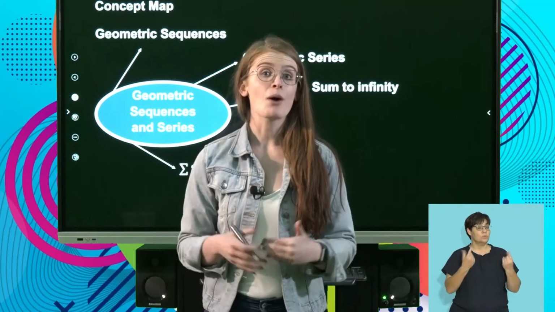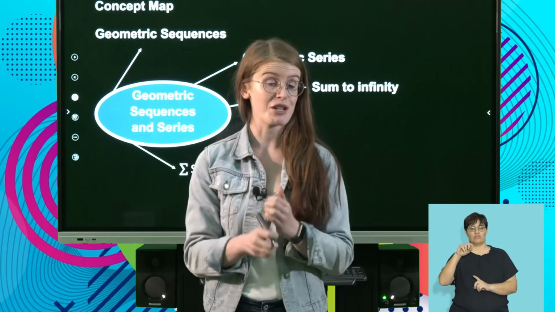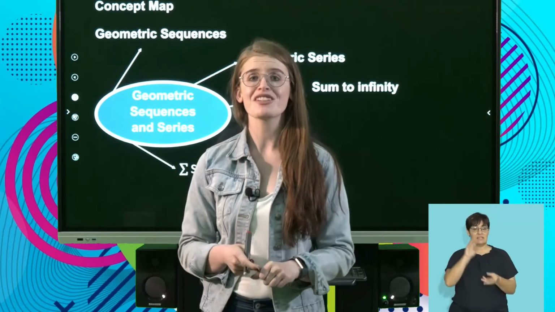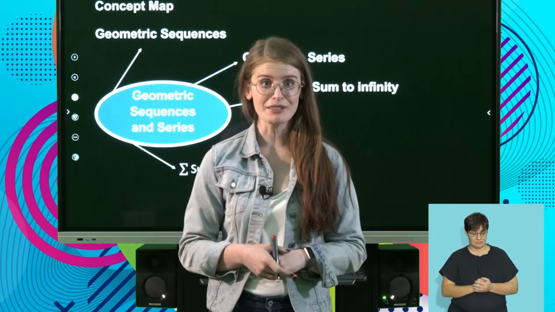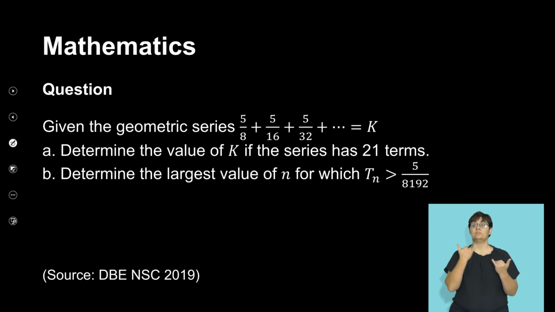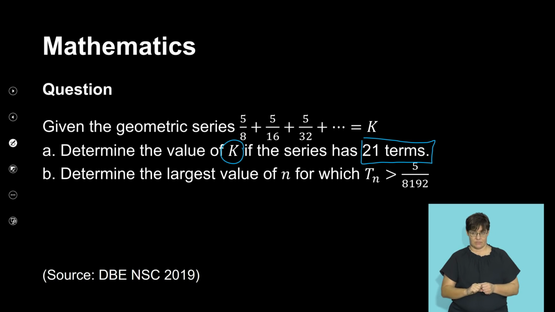Welcome back, everyone. Now we're going to jump into some examples for geometric sequences, geometric series, the sum to infinity, and sigma sums. Let's look at the first example. So we are given the geometric series 5 over 8 plus 5 over 16 plus 5 over 32 plus going on is equal to k. We need to first determine the value of k if the series has 21 terms. Then we are going to determine the largest value of n for which Tn is greater than 5 over 8,192. Let's look at A.